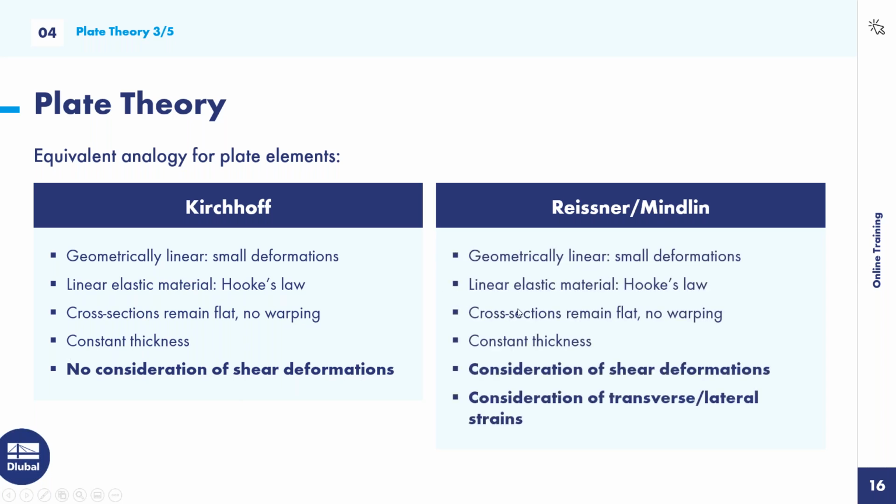Then for the Reissner-Mindlin theory, we're assuming basically the same things as the Kirchhoff theory, but most importantly, we're taking into consideration shear deformations, and then we're also taking into consideration transverse and lateral strains. So these two assumptions are the same as Bernoulli's versus Timoshenko. For Bernoulli's, we weren't taking into consideration shear deformations, whereas for the Reissner-Mindlin theory, we are. Now, for taking into consideration transverse and lateral strains, you may be wondering what that looks like.